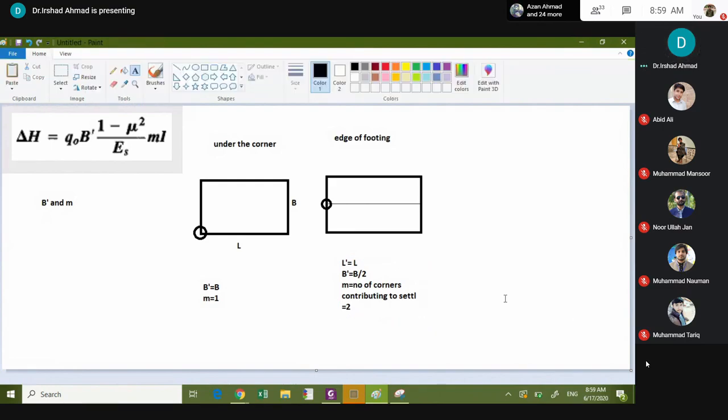Now the question is, if you have a case where you want to find settlement right at the center, right under the center of the footing, to make this applicable, to make corners out of this, what you would do is divide this into 4 parts.